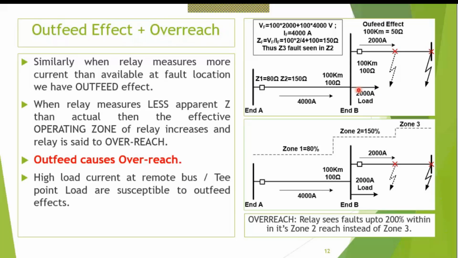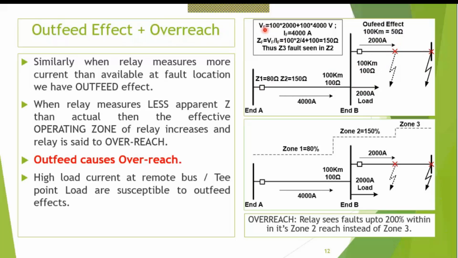Suppose end B has a very high load. End A is the source. It doesn't have any source. All the load is being taken away over here. So what happens if we have a fault at this terminal? Let's say this is a 100-kilometer line and this is also a 100-kilometer line. The impedance is 100 ohms. The impedance of this one over here is also 100 ohms. So actually the fault occurs at 200 ohms, or 200 kilometers, and 200 ohms should have been seen by this particular relay. Now see what is happening.